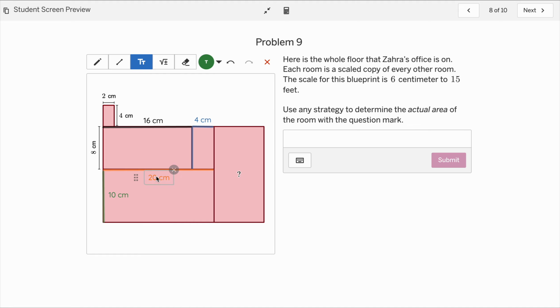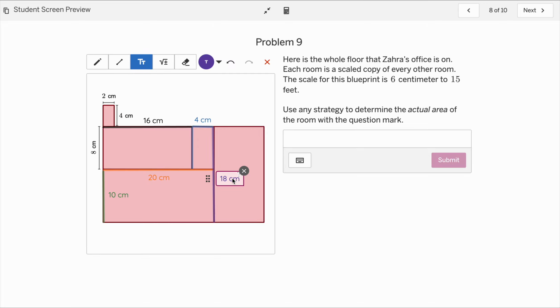The only part that we have left is this part right here. Well, we have all the parts we need in order to figure out what this length right here is. I know that this part is 10, this part is 8. So this length has to be 18 centimeters.